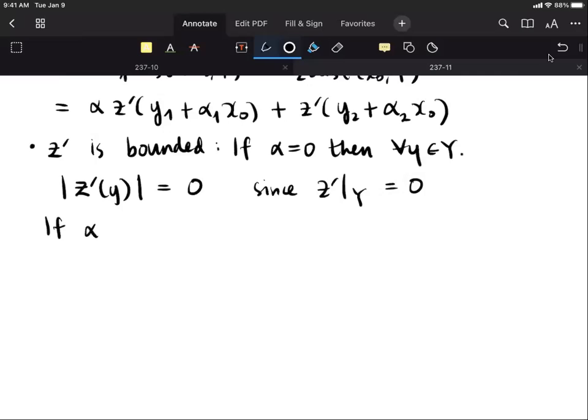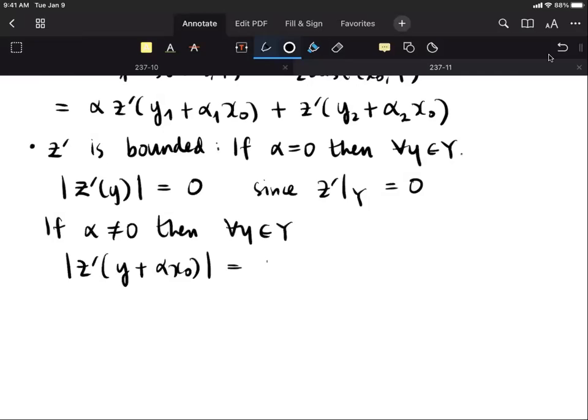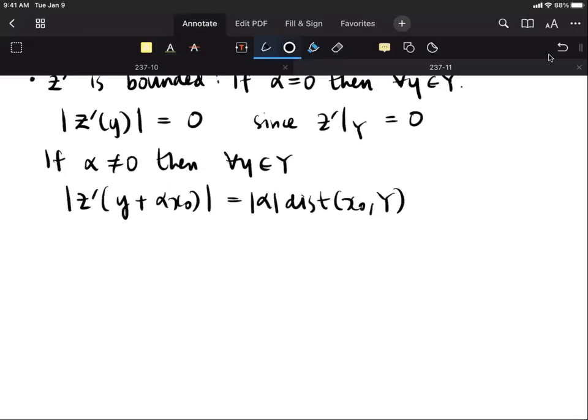Now, if alpha is not equal to 0, then for all y in capital Y, we can write this. Take note that this is equal to the absolute value of alpha times the distance of x naught and y. The distance being the infimum, this is less or equal to the norm of x naught minus y.